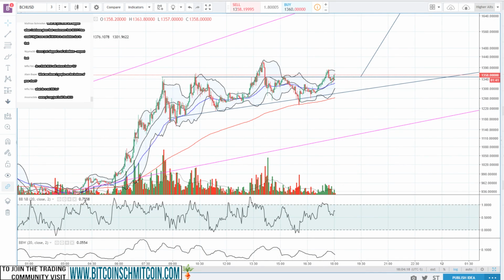What do you set RSI to? I don't really like trading RSI, so I don't.